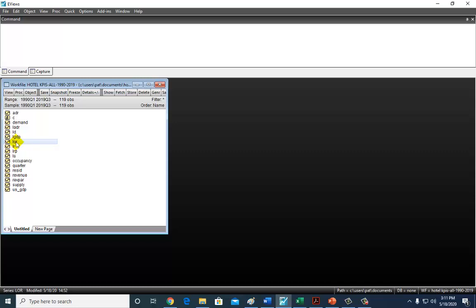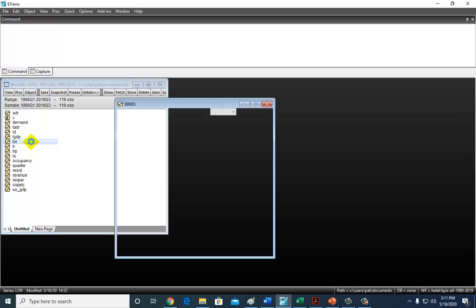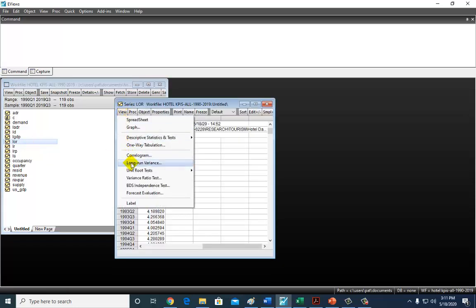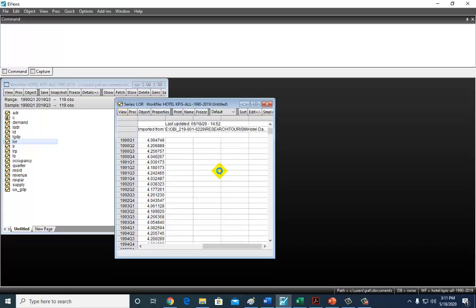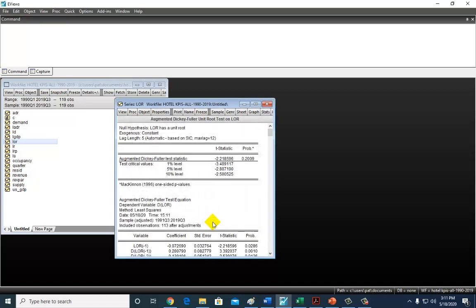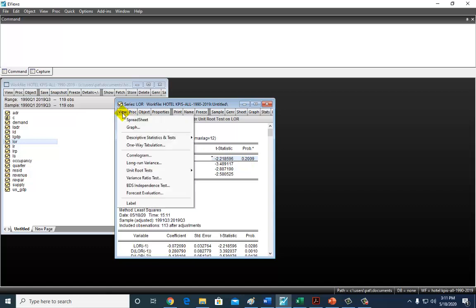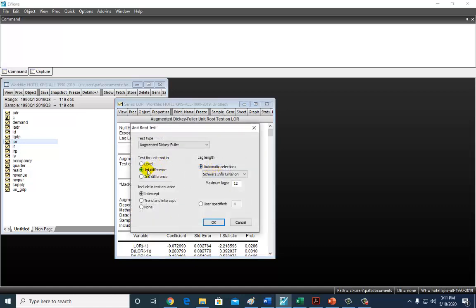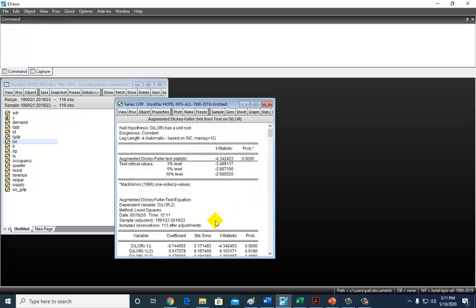To do so, you double click on this and then go to View, Unit Root Tests, Standard, and go here. Oh, it's non-stationary at level. So let's see if it's stationary after first differencing. So standard, switch this to first difference and make sure this is all what you want, and OK, and voila, it is stationary after first differencing. So we know that occupancy rate is I1.